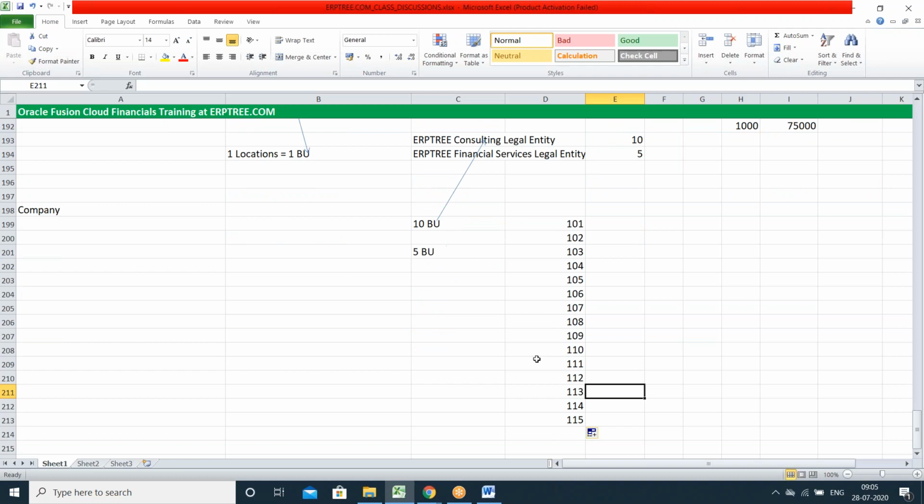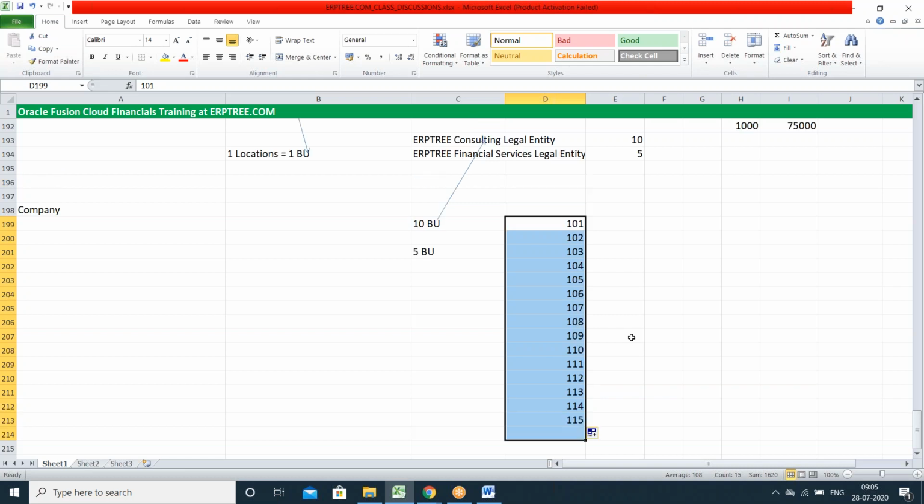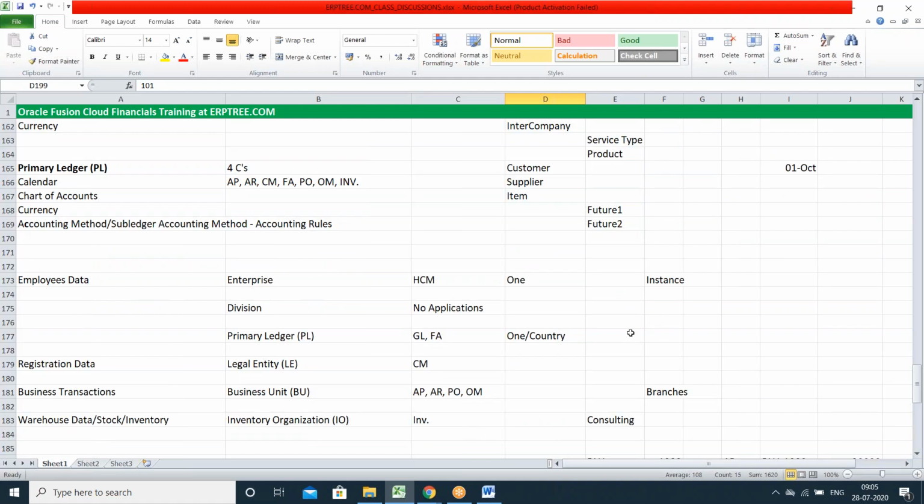So Lakshman, for understanding, your business units will all roll up to their respective legal entities on the reporting side. Exactly. Okay, thank you. Any other questions here, please?